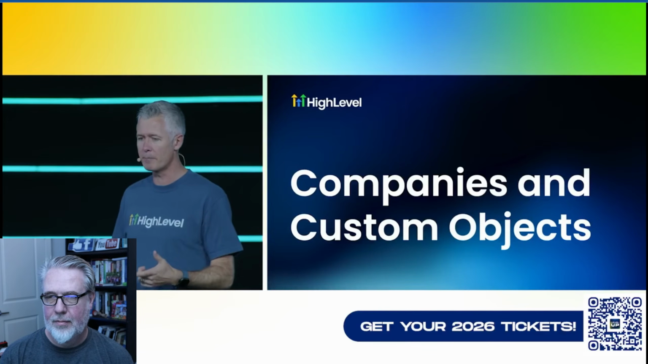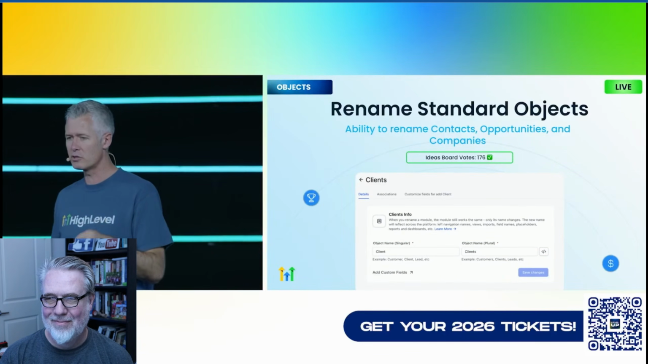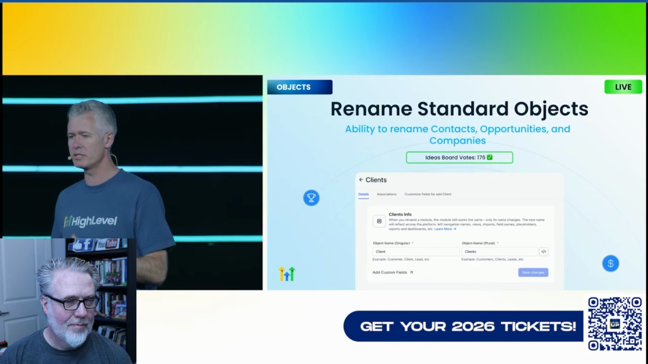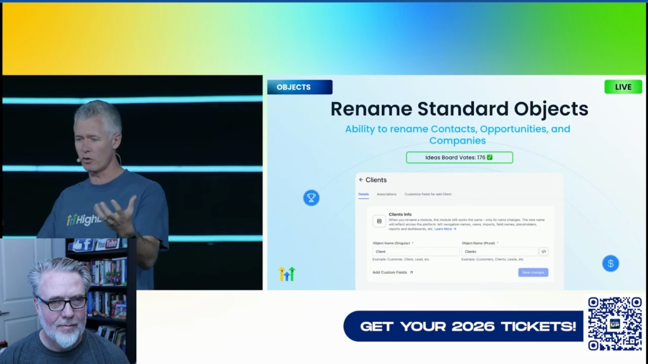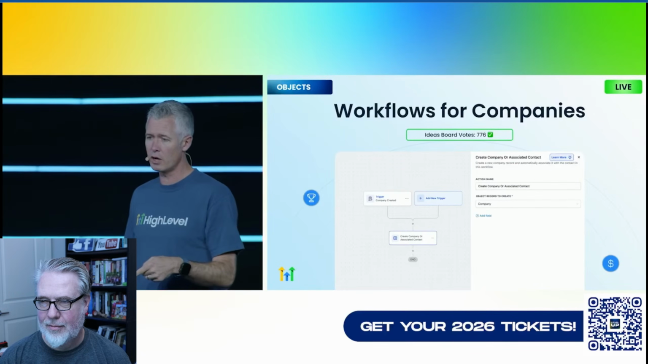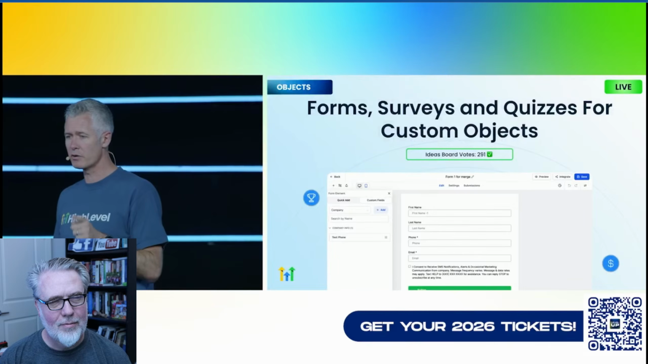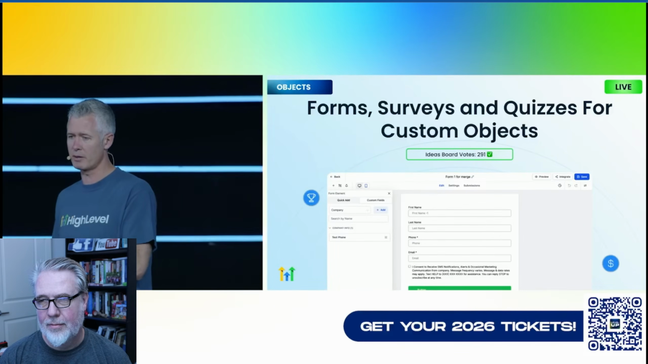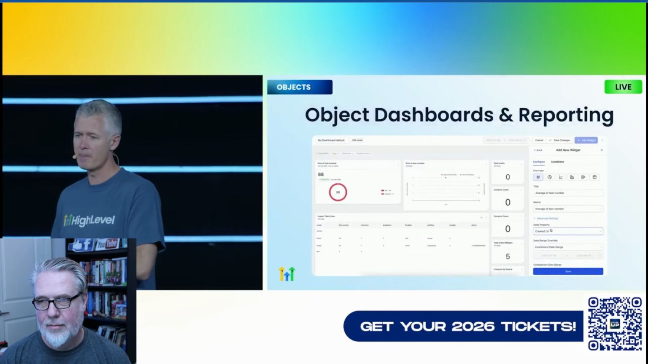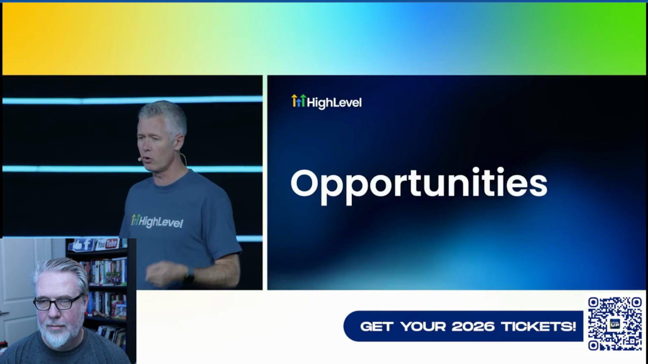All right, companies and custom objects. That's right. Okay, so the ability to rename contacts, opportunities and companies, so you can actually call them what you want them to be, which is kind of cool, right? Workflows for companies is now live. Forms, surveys, and quizzes for custom objects. That's awesome. Object dashboard and reporting, so you can have all the reporting around that, which is very cool.